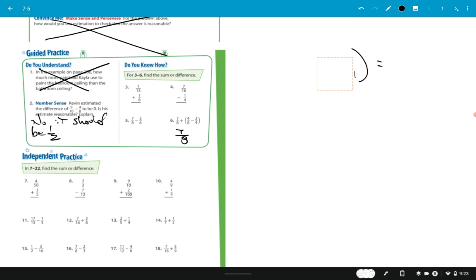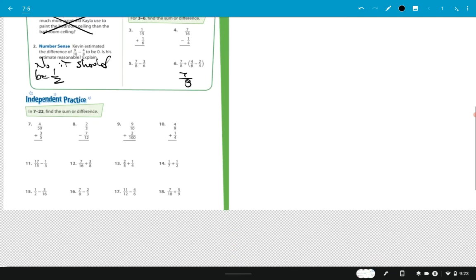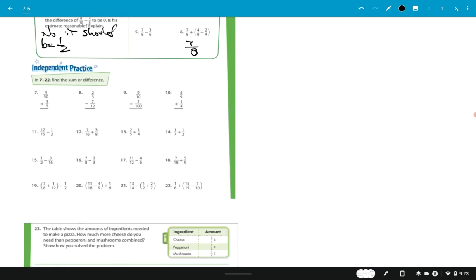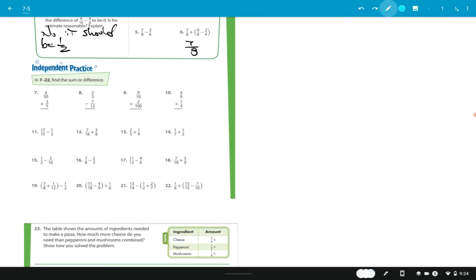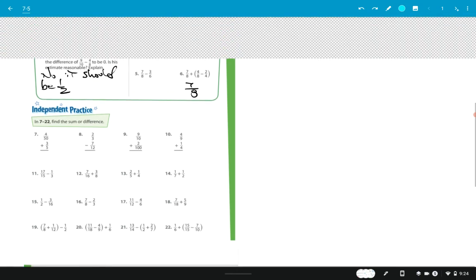So just remember, when you have a problem with parentheses, do what's in the parentheses first. And I'm looking at 4 more that are like that down below. Okay? Notice, you guys, that some of these are subtraction and some are addition. So let's look at these for a moment here.